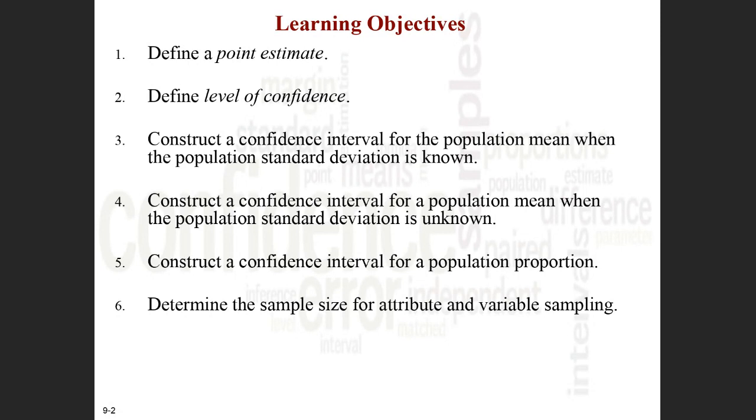Anyways, for this chapter, the learning objectives are defining a point estimate, defining a level of confidence, constructing a confidence interval for the population mean when the population standard deviation is known, constructing a confidence interval for a population mean when the population standard deviation is unknown, constructing a confidence interval for a population proportion, and determining the sample size for attribute and variable sampling.